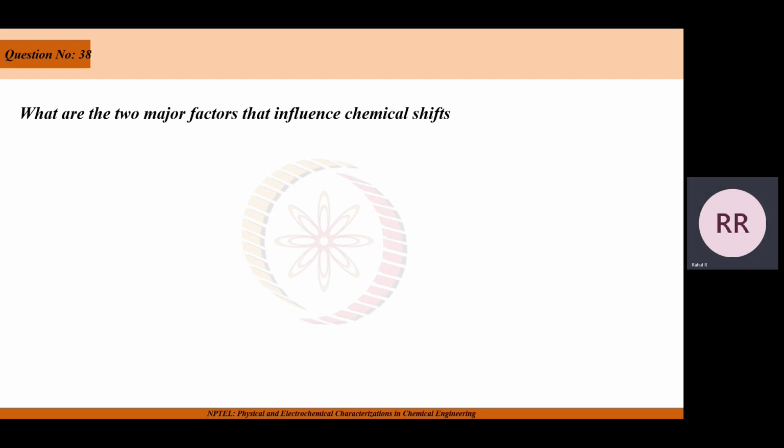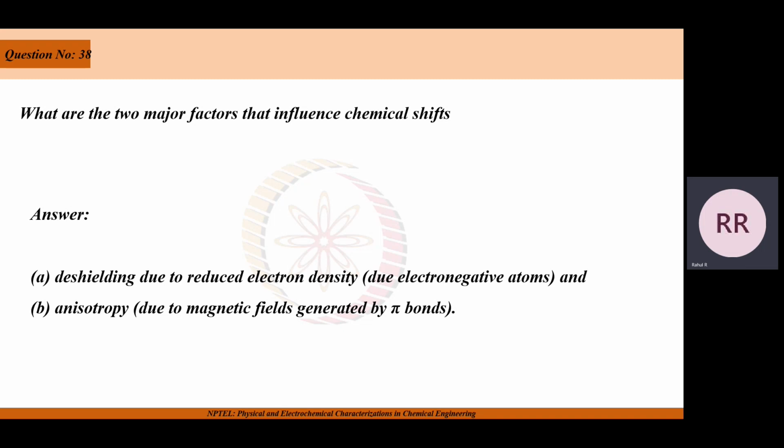Now, what are the two major factors that influence the chemical shift? We have already seen different factors. The answer to this is deshielding and anisotropy of the magnetic field.